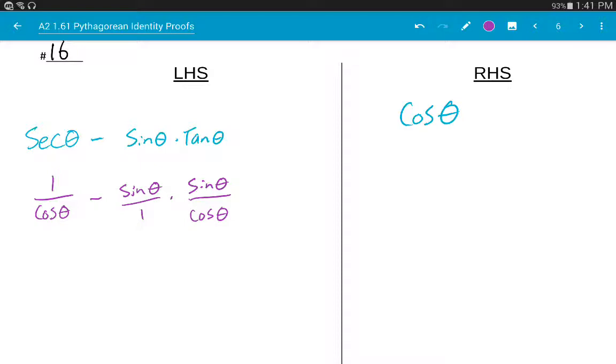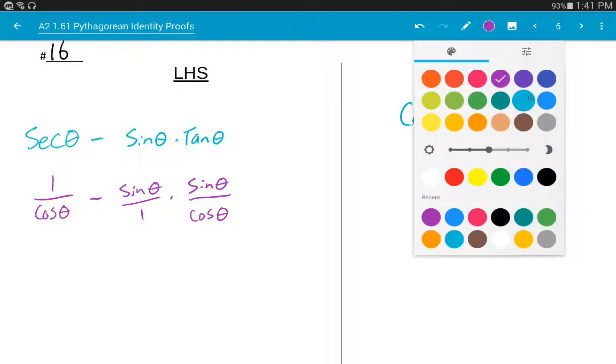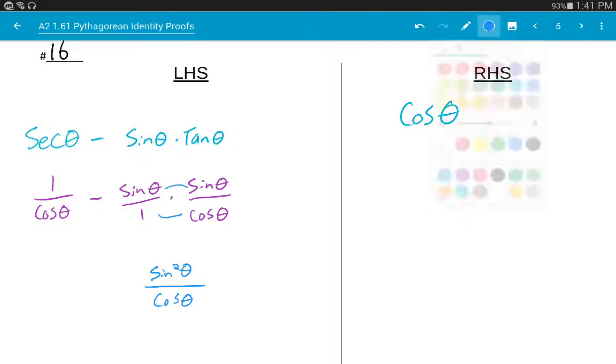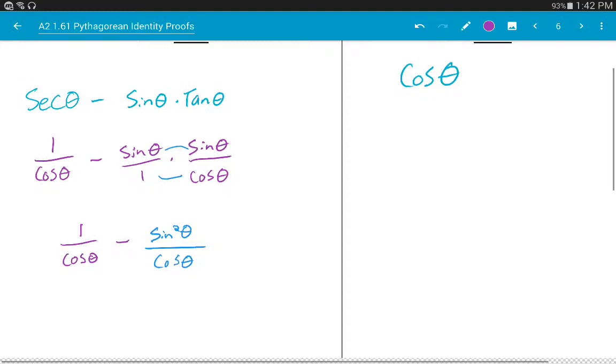Now I have 3 fractions here. I have subtraction and I have multiplication. Multiplication is going to come first in PEMDAS, so I'm going to multiply top times top and bottom times bottom. Sine times sine is sine squared. 1 times cos is cos. I'm going to bring down the original term here, and the minus sign, and that's where I'm at right now.